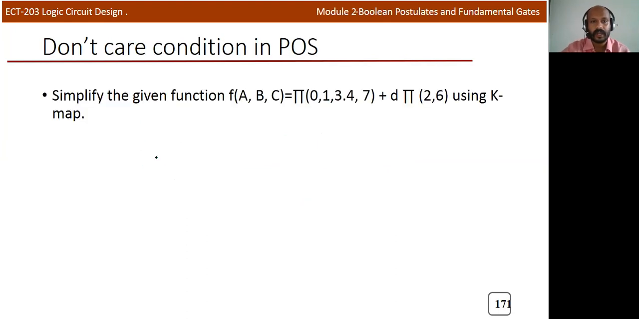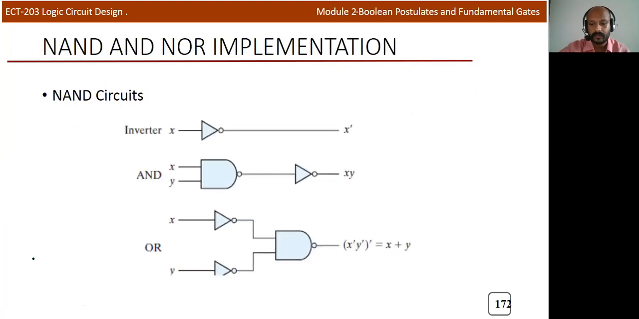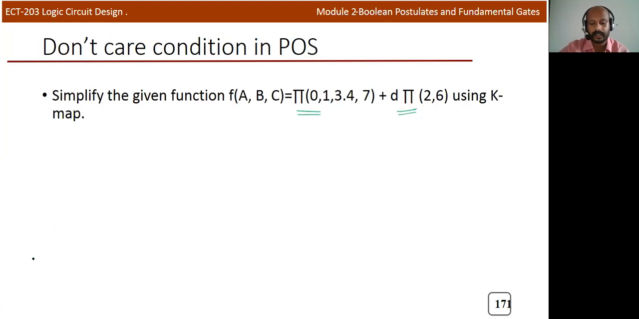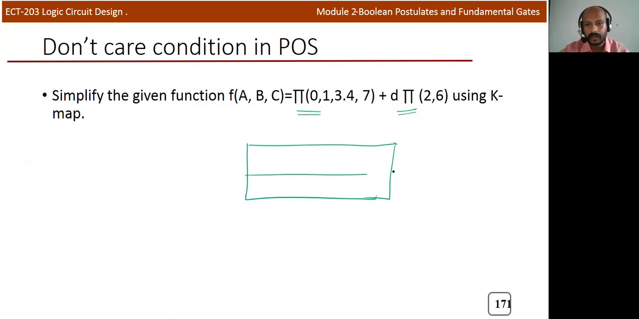Now we'll consider one more case, that's the don't care condition in POS. So the given function has max terms given with don't care conditions, and it's a 3 variable function. So we'll indicate 3 variables here. I need to draw a 3 variable K-map here. So A, B, C, 3 variables, with A as 0, 1. It's actually A bar and A to represent min terms.